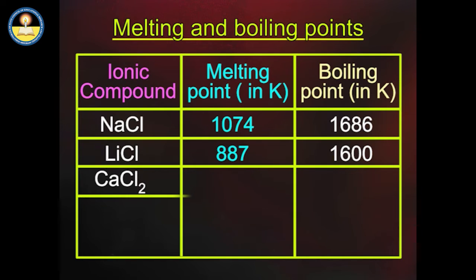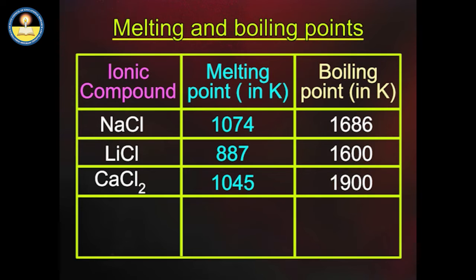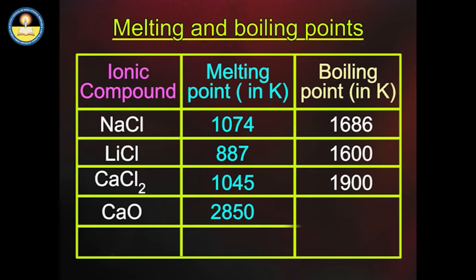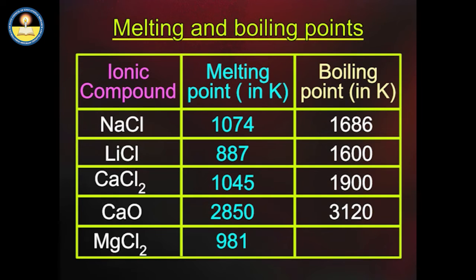Calcium chloride has a melting point of 1045 Kelvin and boiling point which is 1900 Kelvin. Calcium oxide has a melting point of 2850 Kelvin, boiling point which is 3120 Kelvin. Magnesium chloride has a melting point of 981 Kelvin and boiling point of 1685 Kelvin.